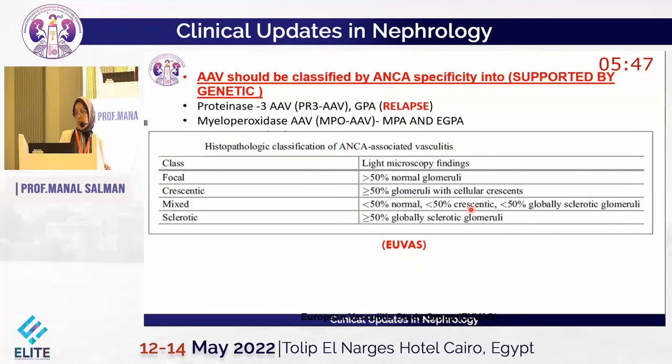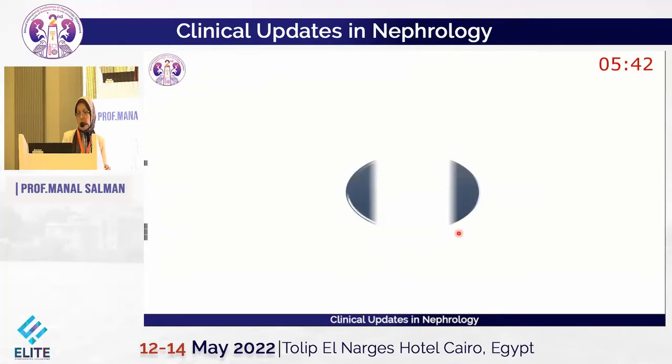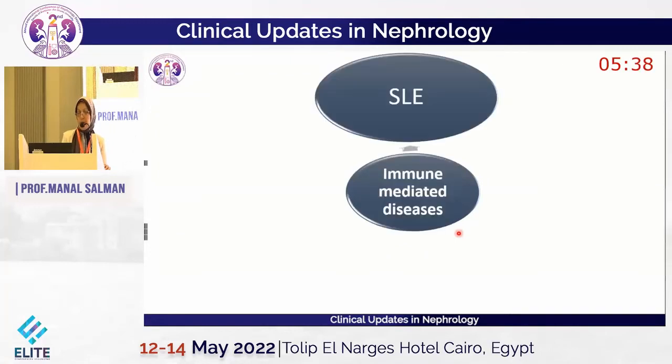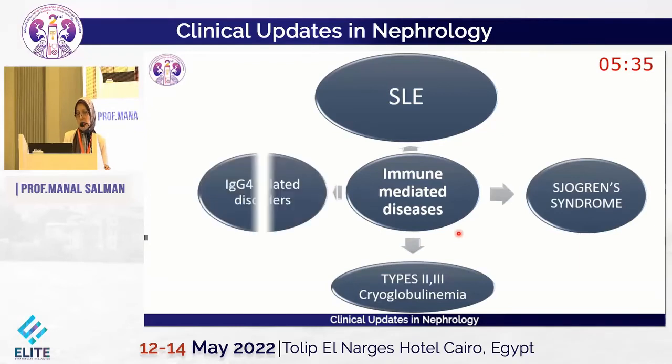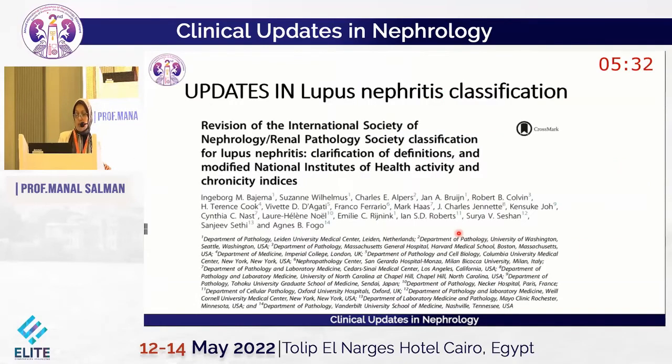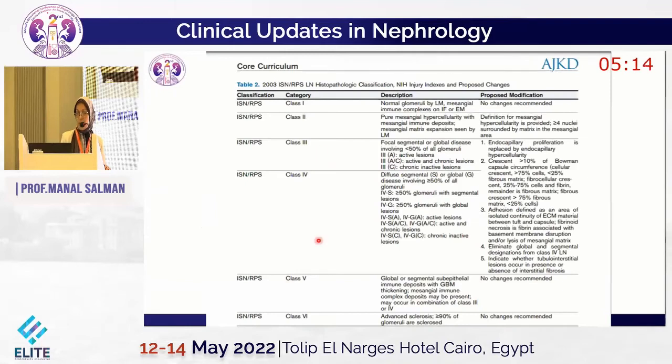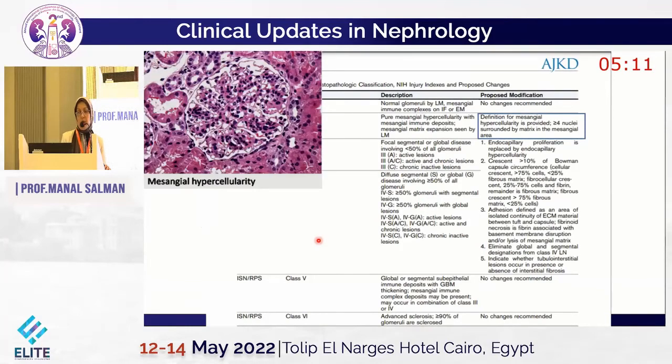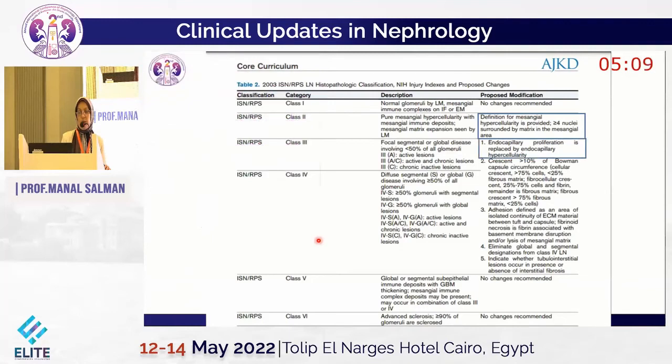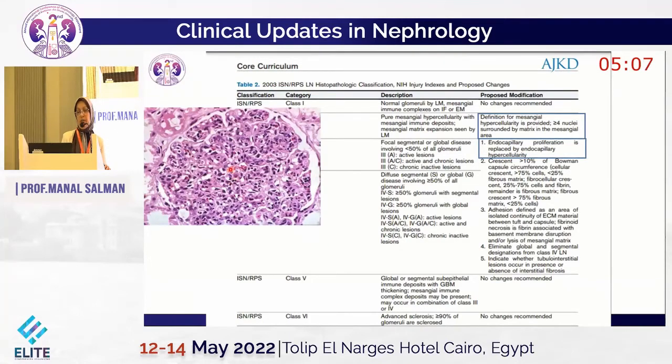Of the immune-mediated diseases, we are going to highlight lupus, Sjogren syndrome, cryoglobulinemia, and immunoglobulin G4 related disorders. Lupus nephritis, of course, has a classification that was proposed by the International Society of Nephrology and Renal Pathology Society in 2003, and it was revisited in 2016, and it classified lupus into 6 classes. Class 1 was normal glomeruli, class 2 was mesangial proliferative, class 3 and 4 were the endocapillary or proliferative lesions occurring in less than or more than 50% of the glomeruli, characterized by proliferation and wire loop thickening.